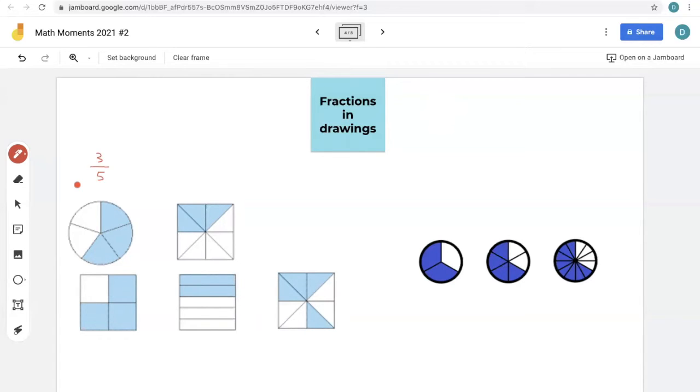We could also use the fraction for the white spaces. We could say 2 out of the 5 spaces are white.